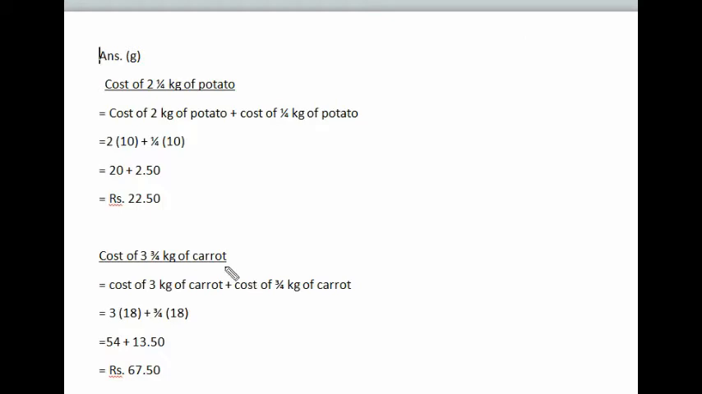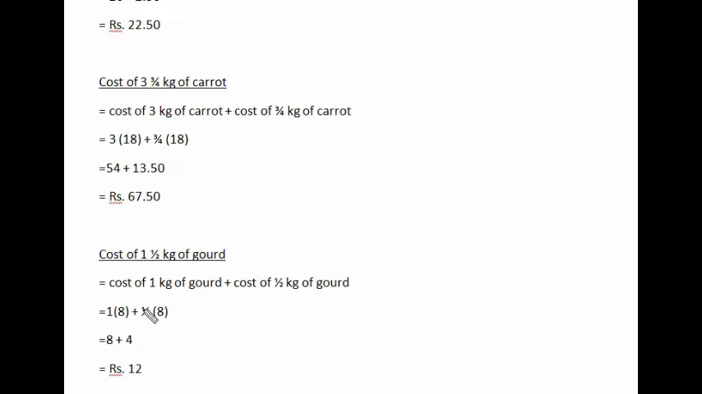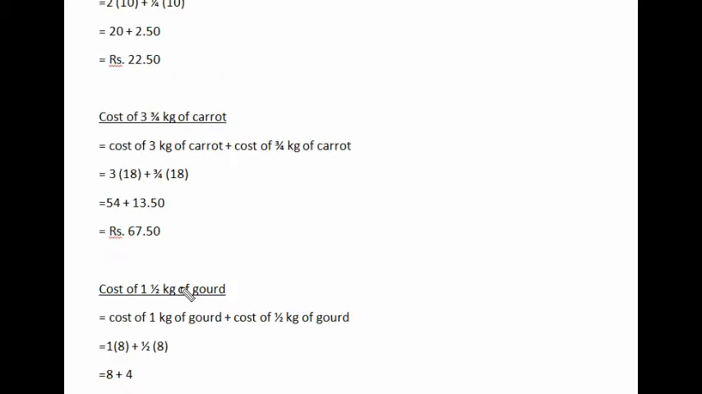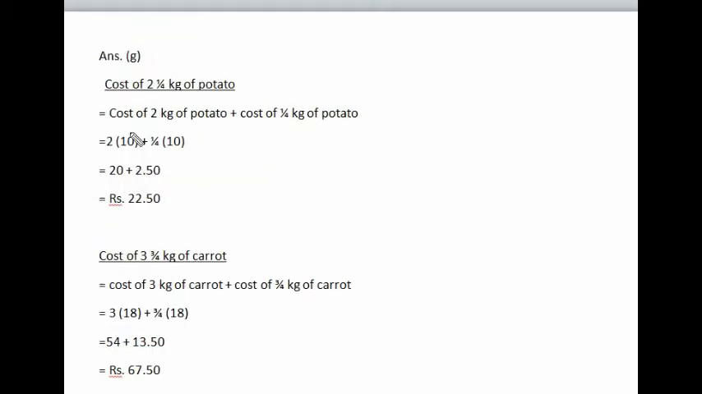First we will find out the cost of 2 kg and 1/4 kg of potato, then the cost of 3 kg and 3/4 kg of carrot, and then the cost of 1 kg and a half kg, that means 1.5 kg of gourd. So first we find out the cost of 2 and 1/4 kg of potato. So here the cost of 2 kg of potato plus the cost of 1/4 kg of potato. That means we have to add both amounts.